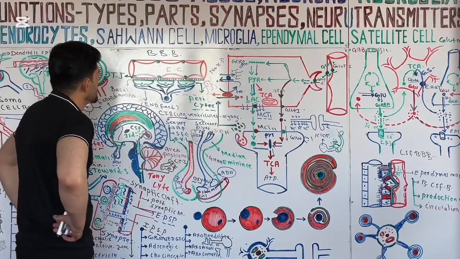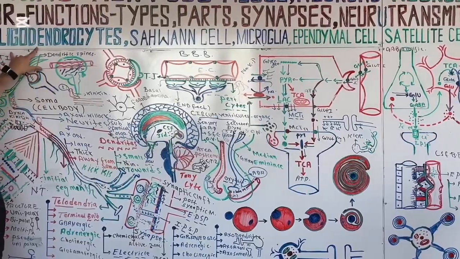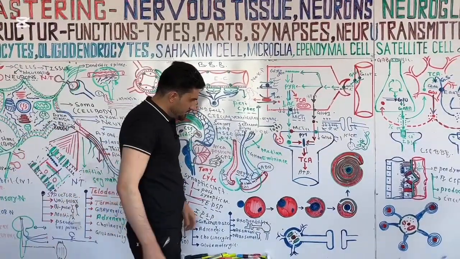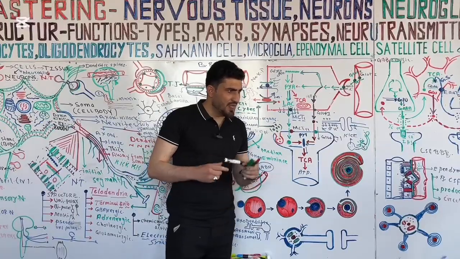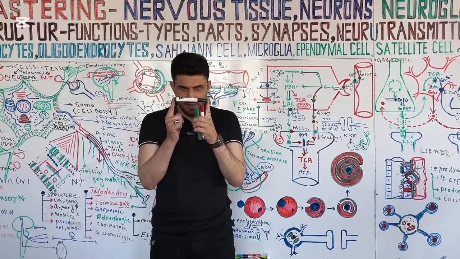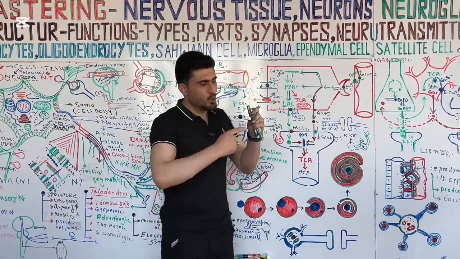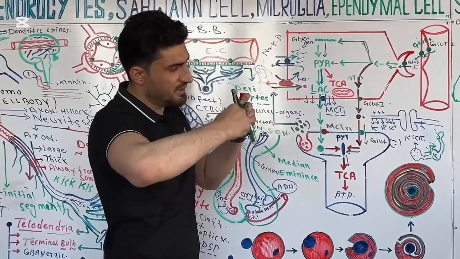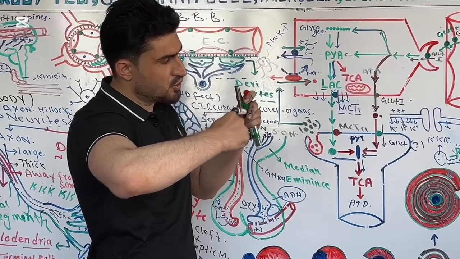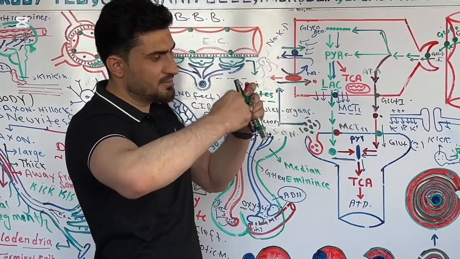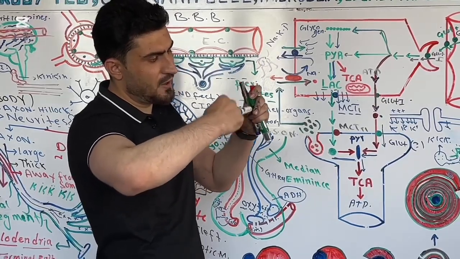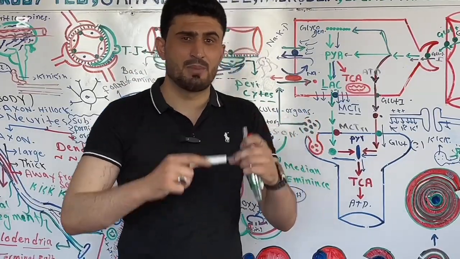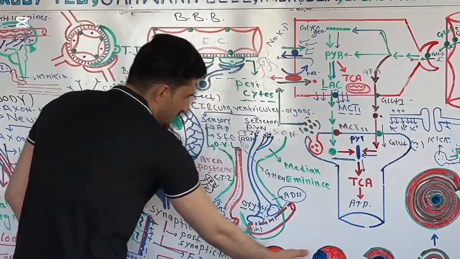Okay, let me talk about two important glial cells, oligodendrocytes and Schwann cells. Let me talk firstly about Schwann cells. For example, this is a neuron, and this is an axon. When I turn a plastic or something around this axon and cover it, Schwann cells are like this: they come around the axon and cover the axon, and this is called myelination.